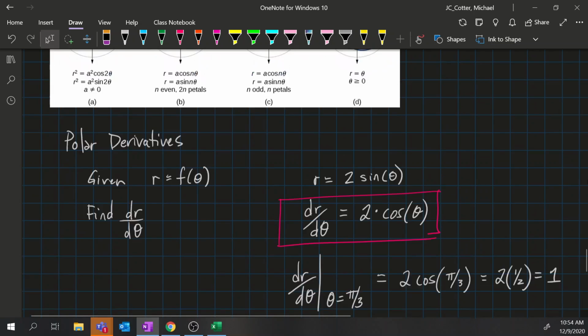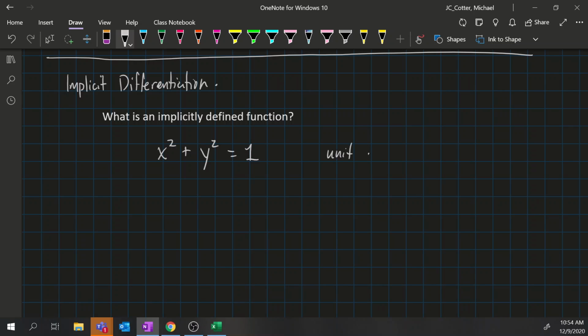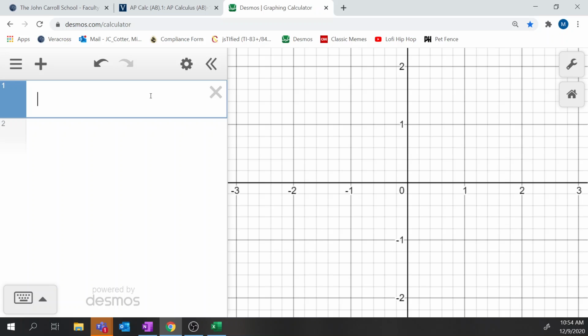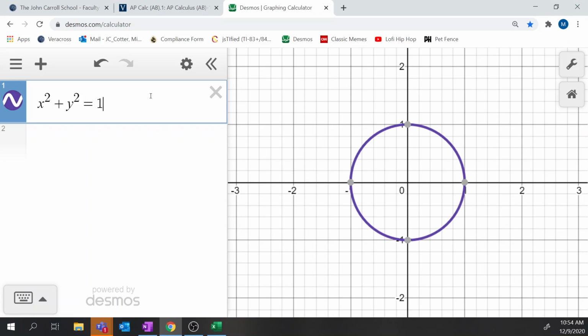I think we briefly talked about this in chapter 1. I'm pretty sure we did. So an implicitly defined function is a function that has x's and y's in it. So we're actually going to look at the unit circle. And so you can graph this, and let's do it in Desmos so that my sketchy graphs don't get in the way of your understanding of it. So this is going to be x squared plus y squared equals 1, so there's your unit circle.